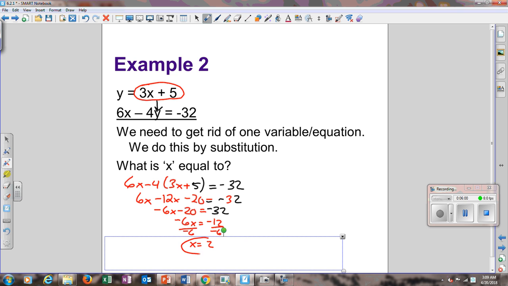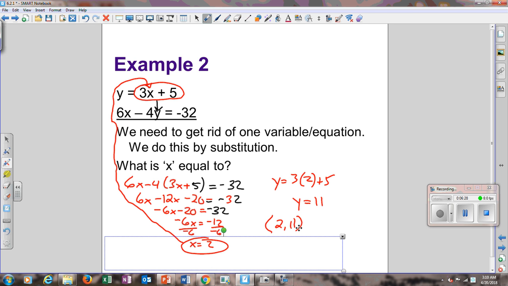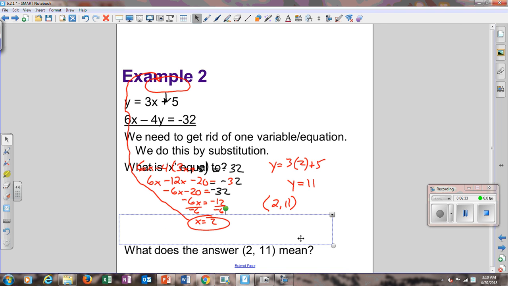Now I don't have a y yet. Take that x equals 2, and you plug it back in to the top equation. It's going to be y equals 3 times 2 plus 5, so y equals 11. So your final answer is 2, 11. That's where the two lines intersect. 2, 11. How about that?